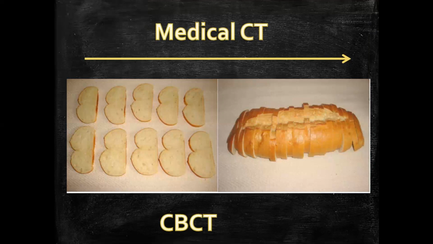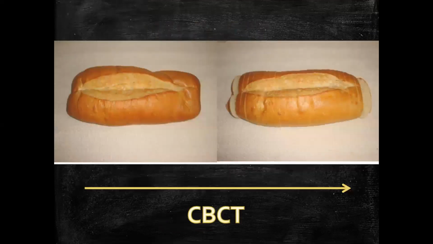But what is the basic difference between a CT and a CBCT? In a CT scan, multiple slices are recorded through a scanner and compiled to prepare a volume. While in CBCT, the entire volume is recorded in one scan and then it can be sliced in the way we want. So this is a basic difference.